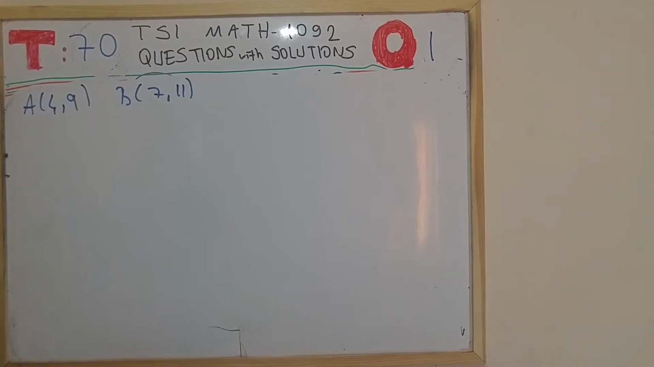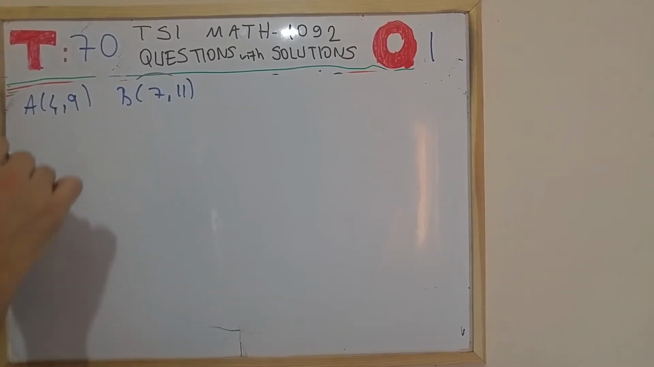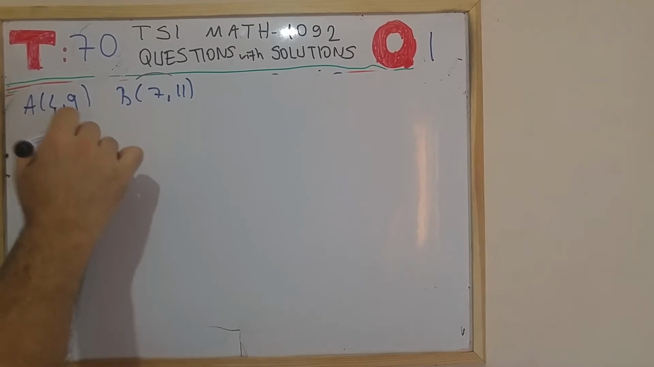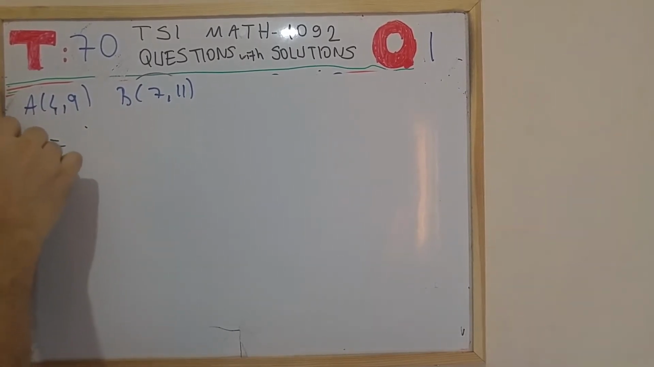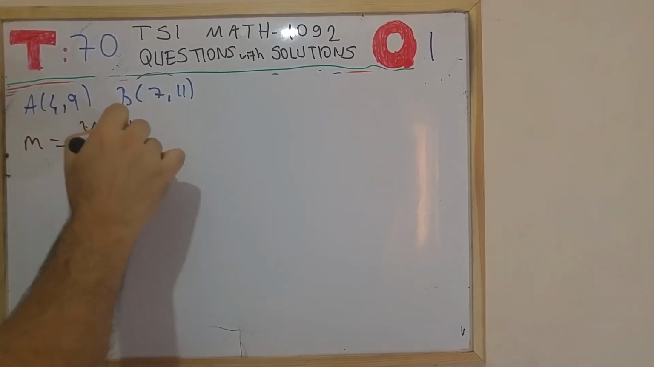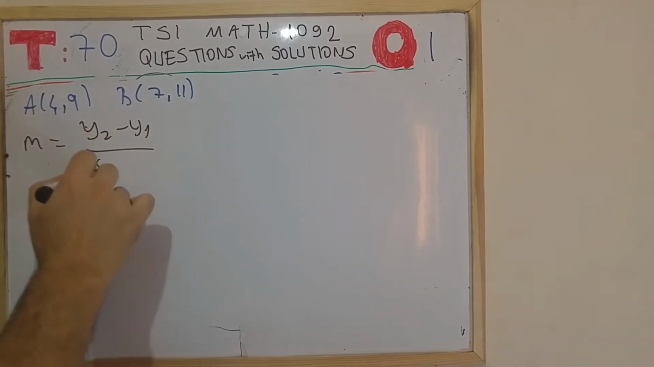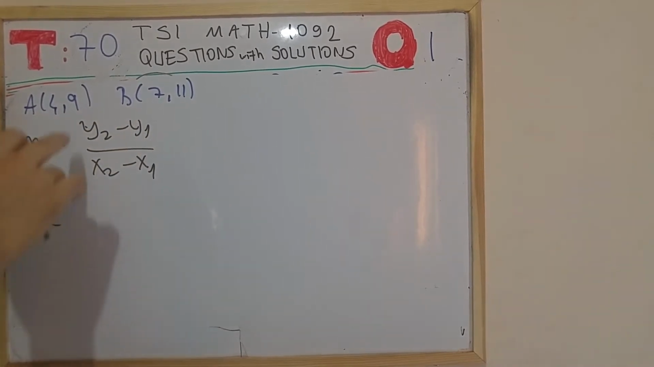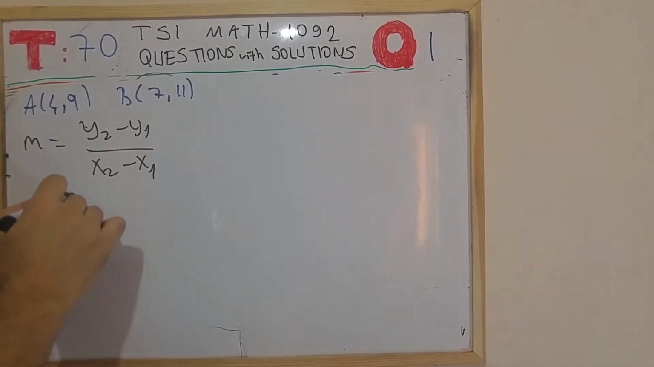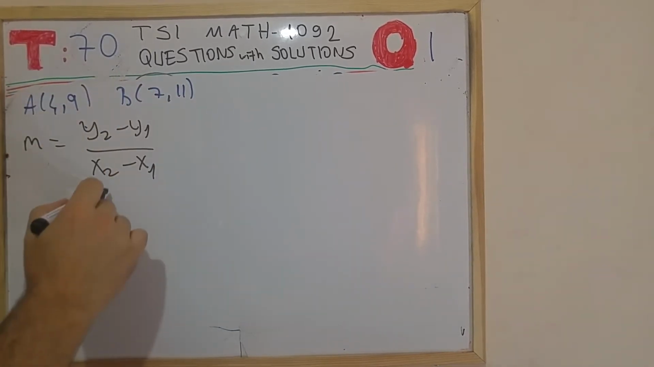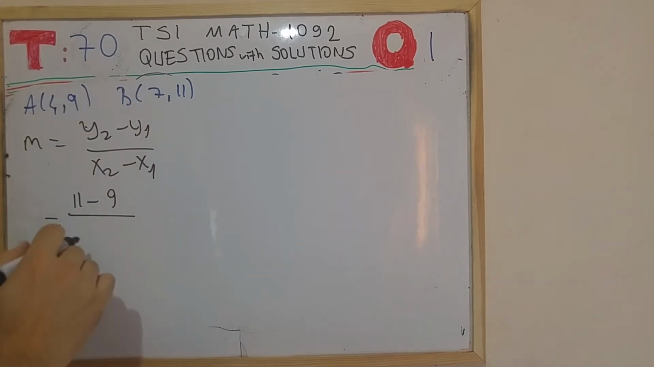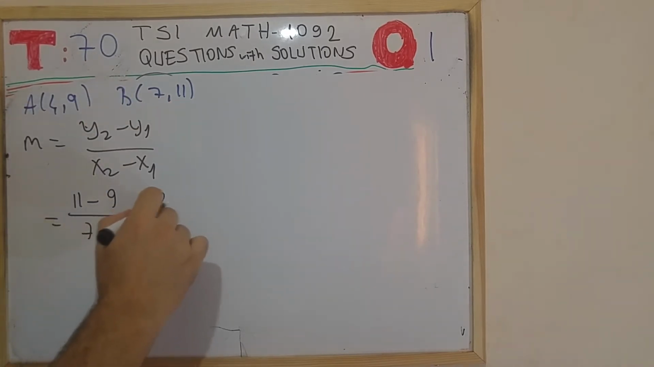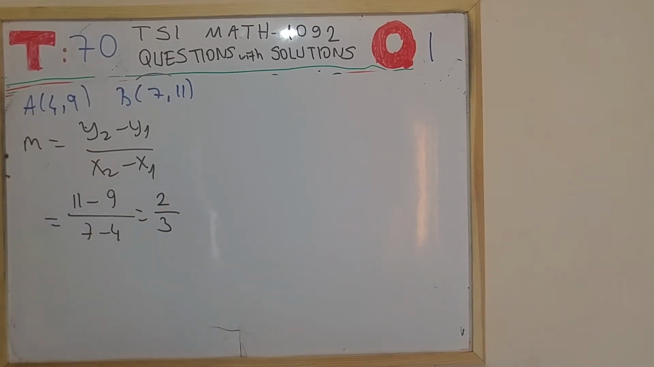We're supposed to find out the slope here. As you probably remember, the slope is equal to y2 minus y1 over x2 minus x1. When we put the values, y2 is 11 minus 9 over x2, 7 minus 4, which is equal to 2 over 3.